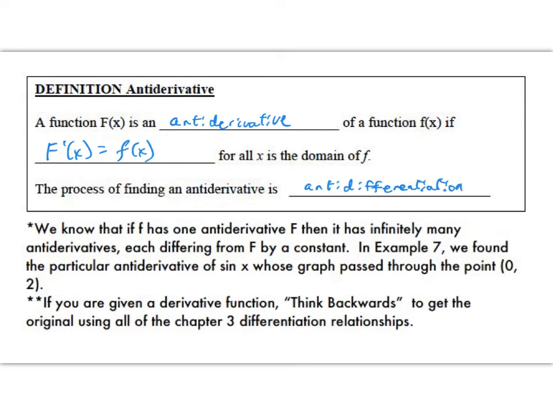Now, I had a teacher a long time ago that would call that a $5 word. I guess inflation has taken over. That's why it's a $15 word now. And we now know that if f has one antiderivative, then it has infinitely many, all of which differ by a constant. So we are able to find a particular antiderivative, and I'll get to that example in just a moment. But the way that we do this is we have to think backwards, and we have to think about all our differentiation relationships to make this happen.